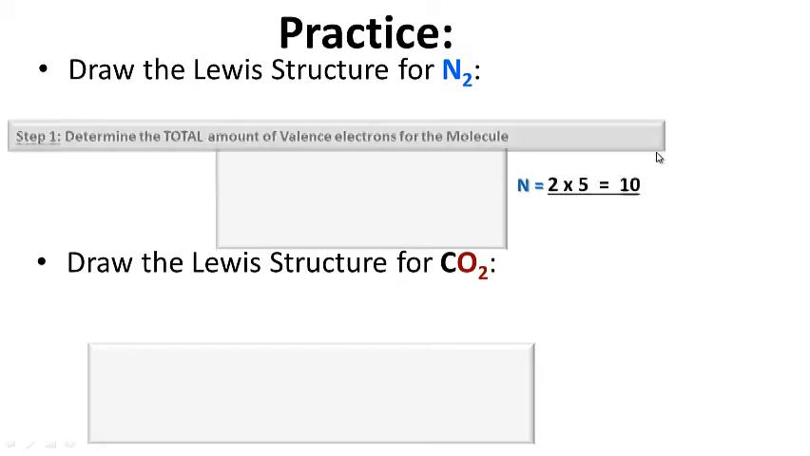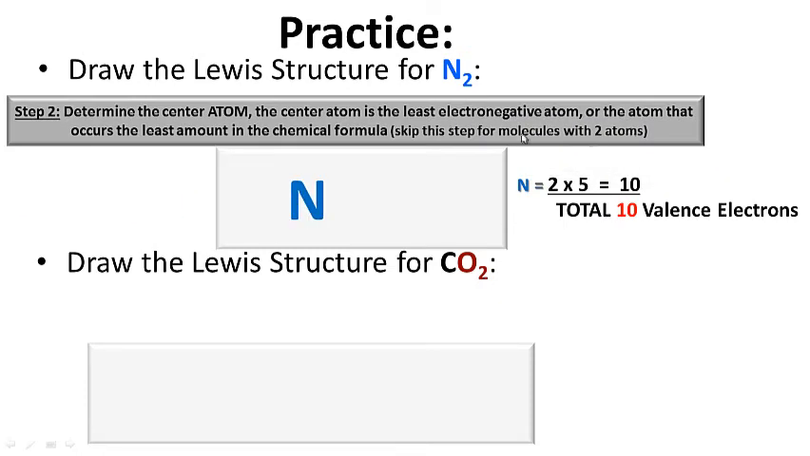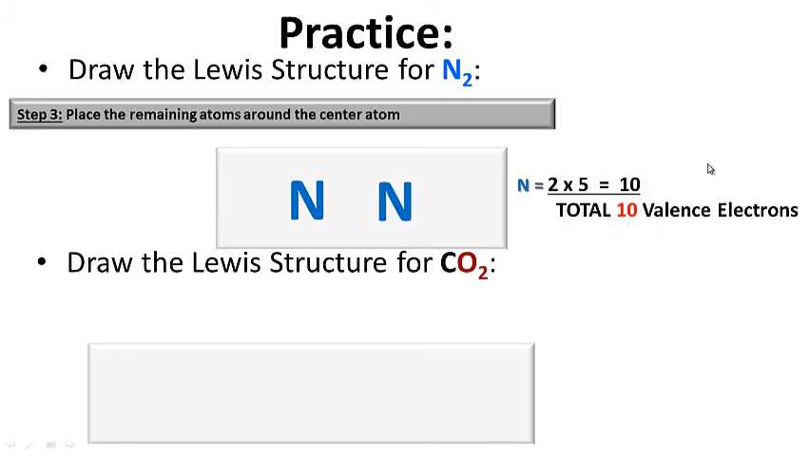Okay, step 1. Determine the total amount of valence electrons for the molecule. So for N2, we have 2 times 5, which is 10 total. Step 2. Well, we can skip this step because we have only 2 atoms. We don't need to determine the center atom in this case.